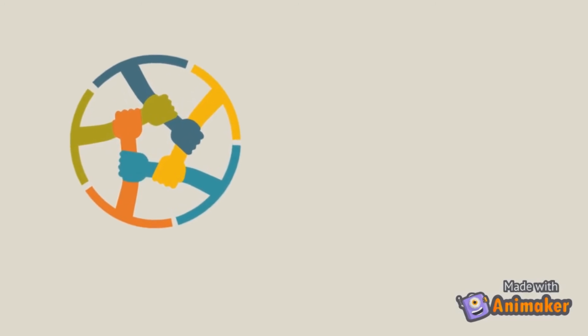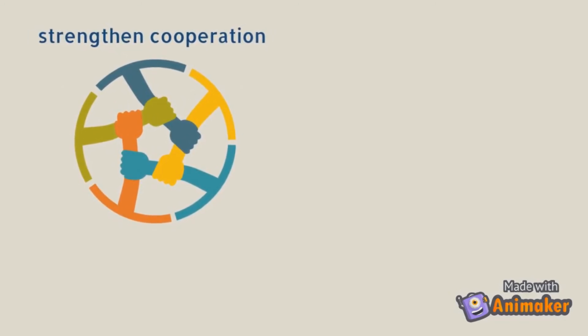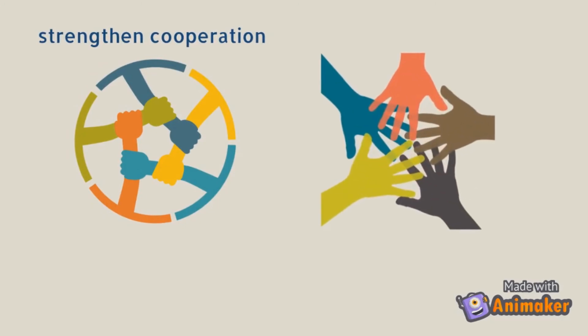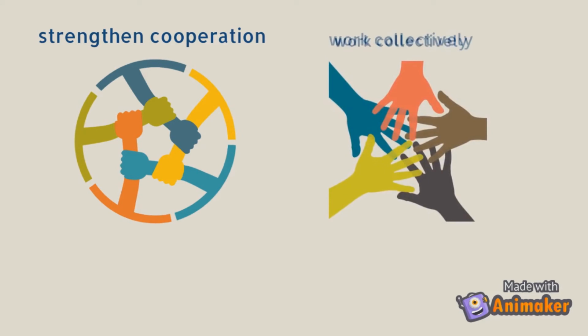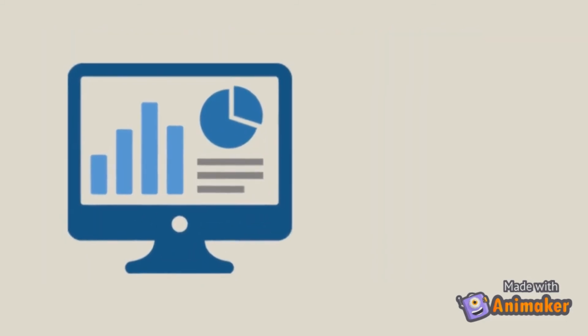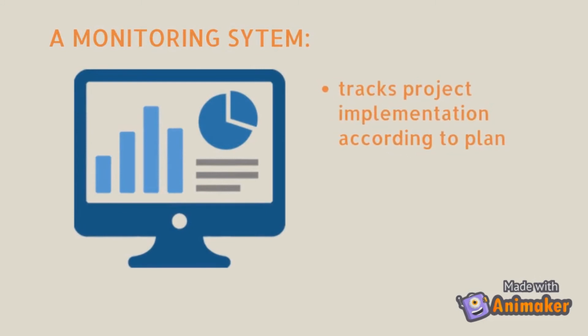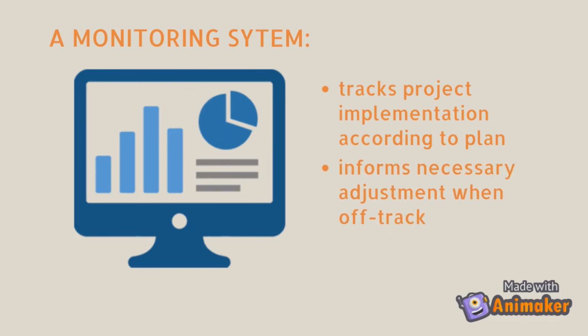Project implementation also serves as a mechanism to strengthen cooperation among group members. Through the tasks, members are able to have the opportunity to work collectively and at the same time provide benefits to their family, their group, and the entire neighborhood. A monitoring system will be set up to track whether the project is implemented according to plan. This also informs necessary adjustments when the project is off track.